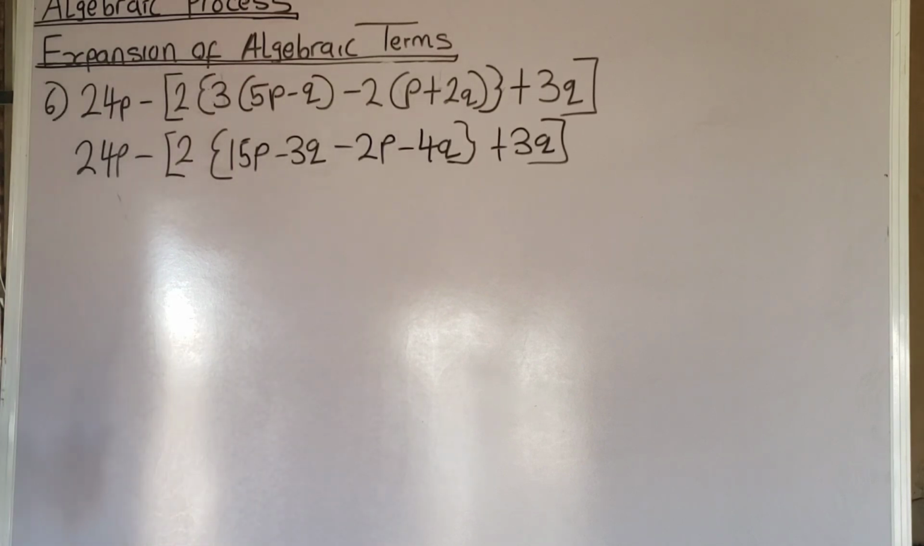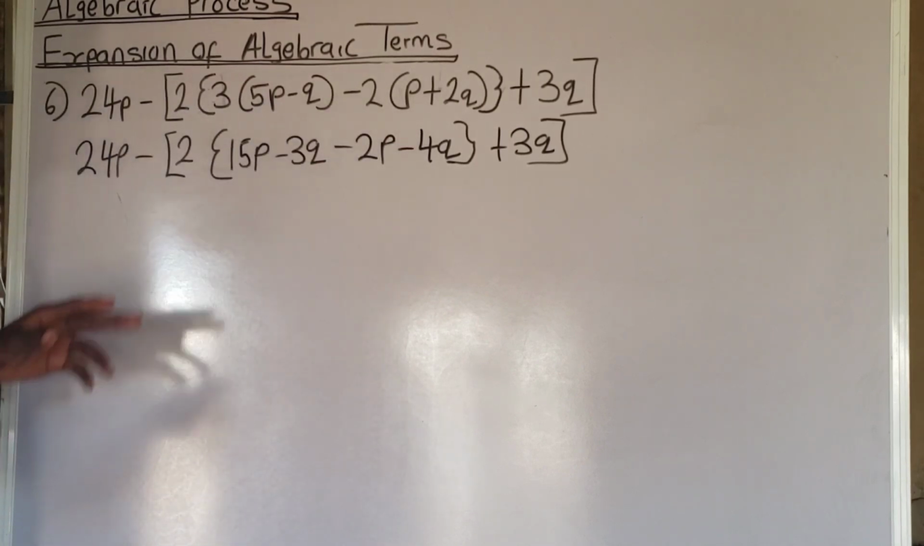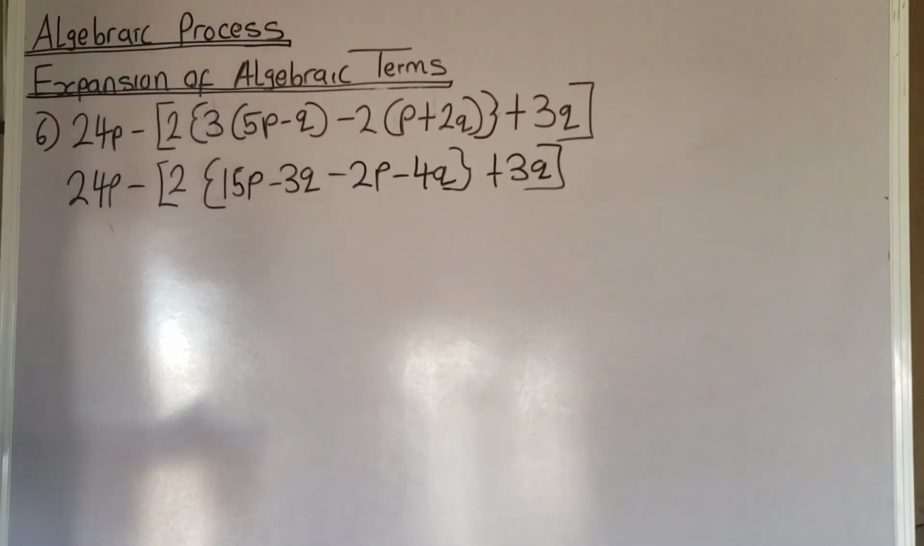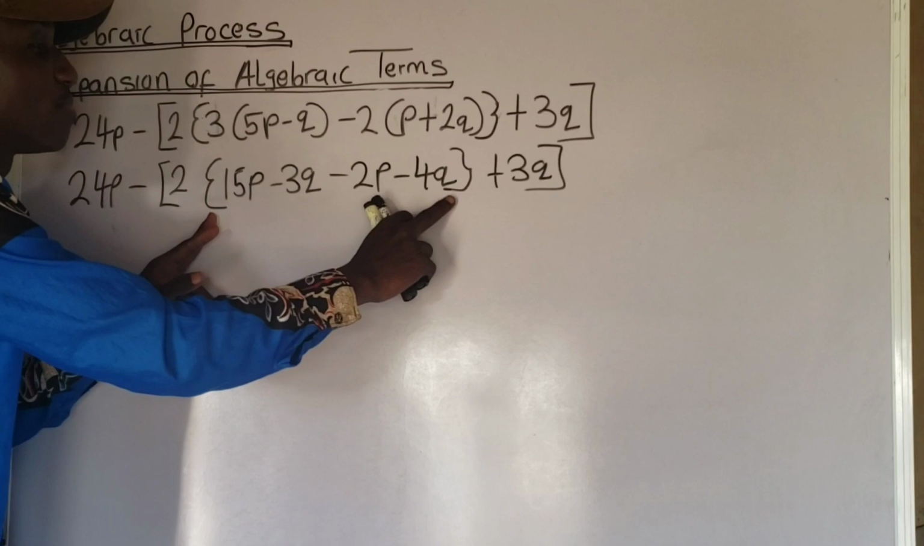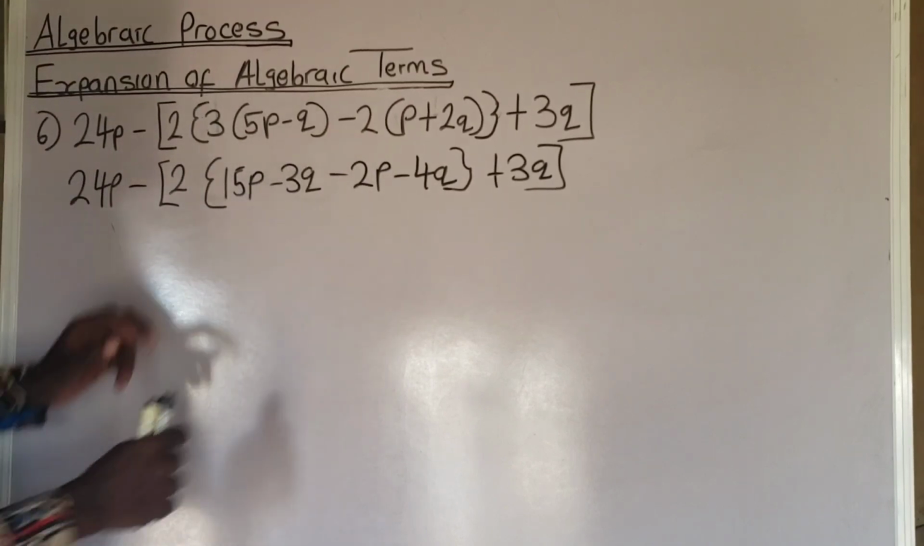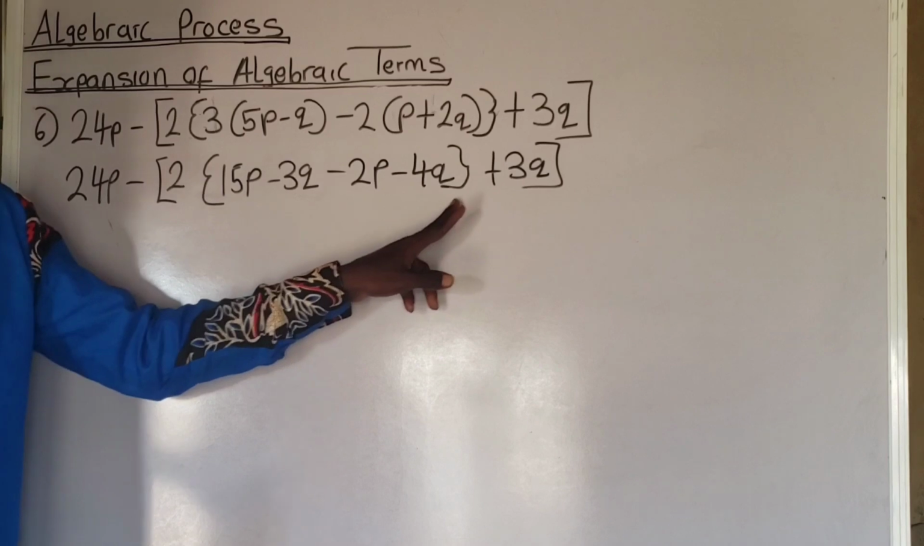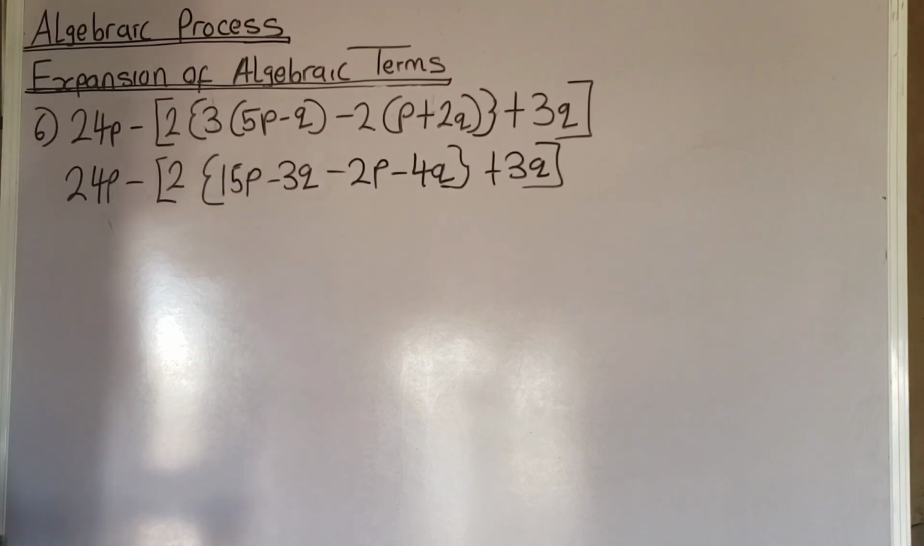Okay. Now we are done with the two brackets. Now we are going to proceed with this second bracket. We are going to use the coefficient of this second bracket to open the bracket. The coefficient of this second bracket is what? 2. So I'm going to multiply all the terms here by 2. Do you understand? So let us proceed.